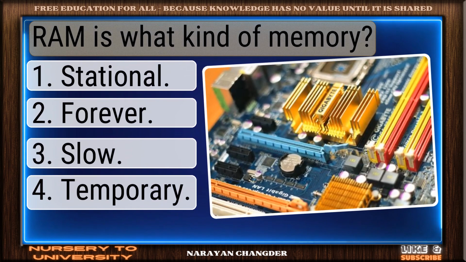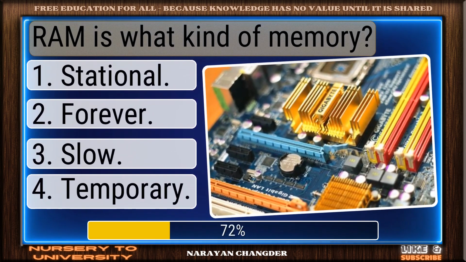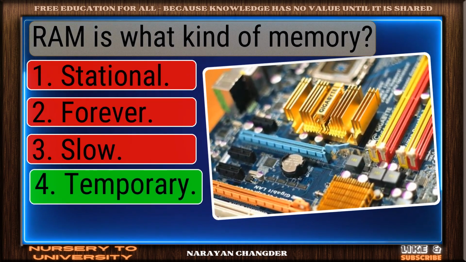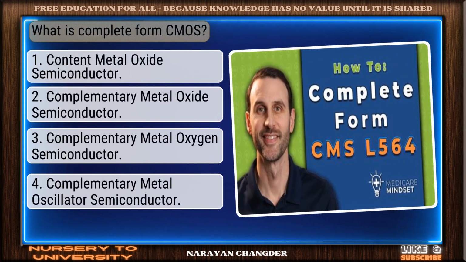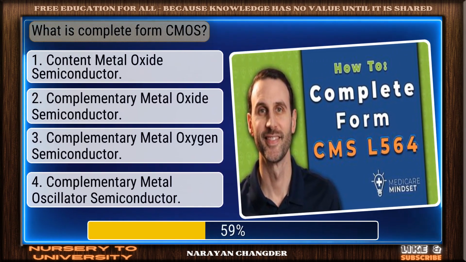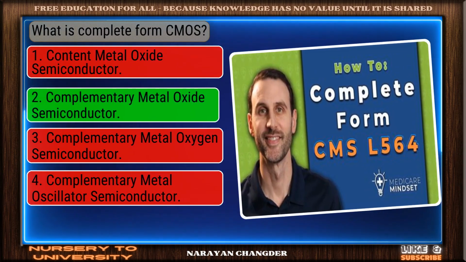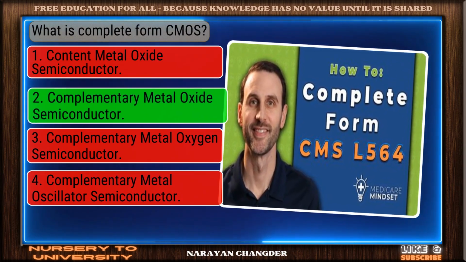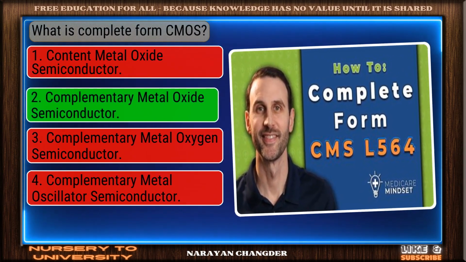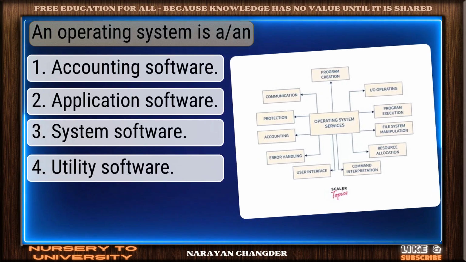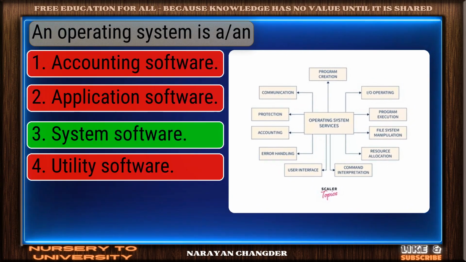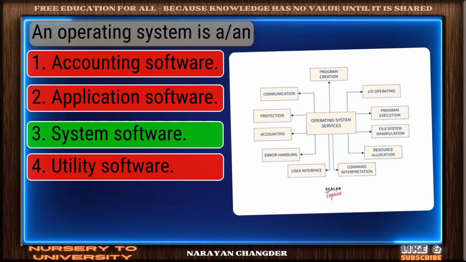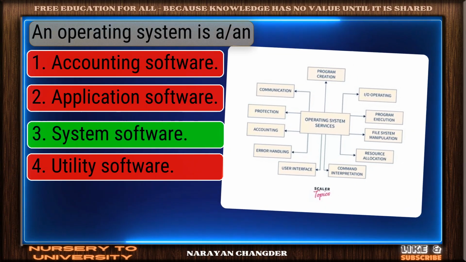RAM is what kind of memory? Well reasoned. Temporary is the correct choice. What is the complete form of CMOS? Correct. Complementary metal oxide semiconductor is the right answer. An operating system is an. Perfect. System software is the correct choice.